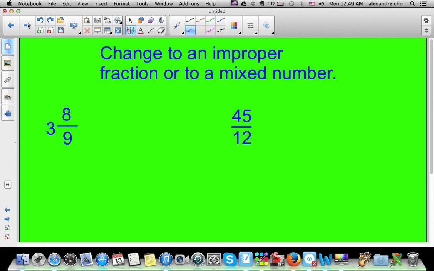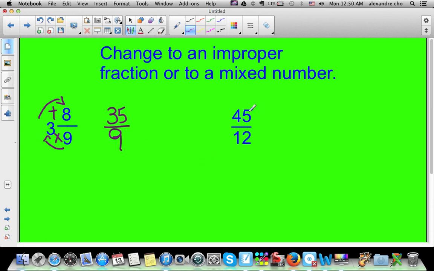There's a couple more. So change to an improper fraction or to a mixed number. This should be very, very easy, so I don't expect you guys to take that long, a minute. Copy, pause. Alright, so to change from a mixed number to an improper fraction, which is this case right here, it's this way, and then this way. And this is times, and this is plus. You can always write that to help you. So 3 times 9 is 27, plus 8 is 35. The denominator stays the same.